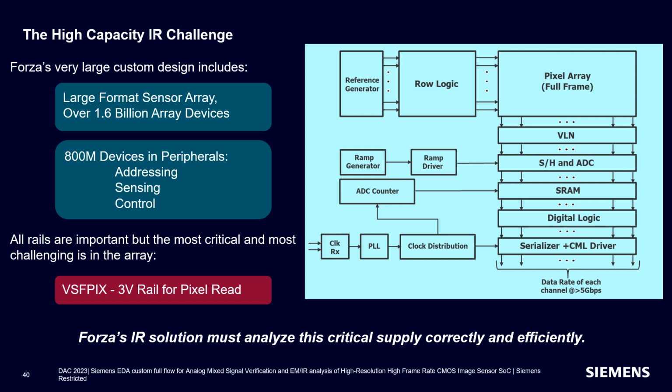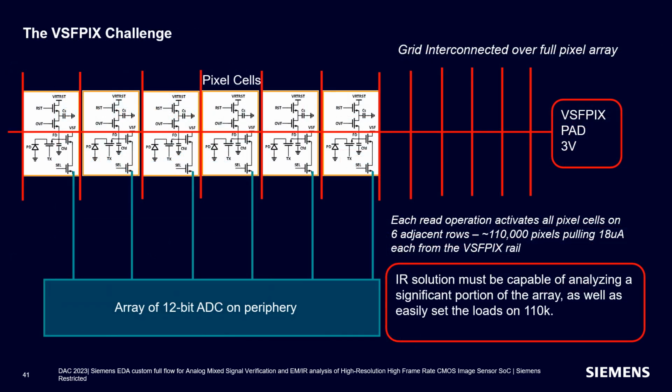There are multiple power rails on the sensor, but we will focus on the most challenging power rail called VSF PIX here, which brings power to the pixel devices from the sides. For the first silicon success, it was critical for us that the IR drop solver we adopt is capable of analyzing this critical net. This slide further illustrates the VSF PIX static IR drop analysis challenge.